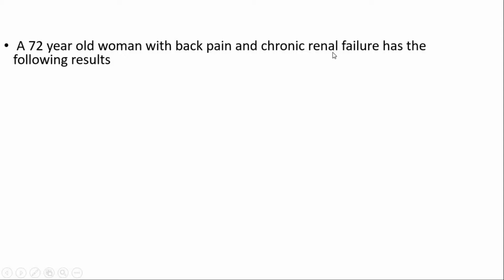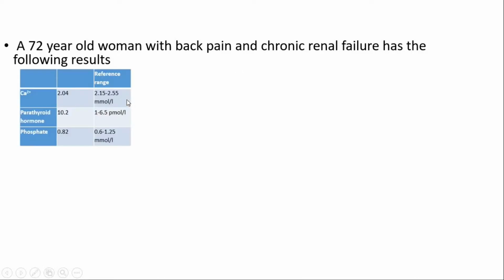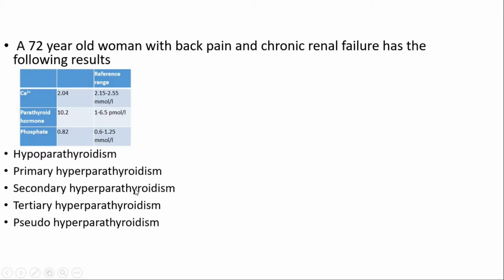Now when you see chronic renal failure, you think that it may be one of two of the hyperparathyroidisms. It may be secondary or it may be tertiary. It's not primary. So even before I show you the options, it may be secondary or tertiary. Here is the biochemical report. The calcium level you can see is decreased, and the phosphate level is decreased also, but the parathyroid hormone level is increased. So it is secondary hyperparathyroidism.